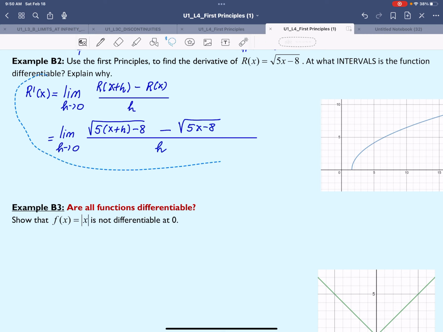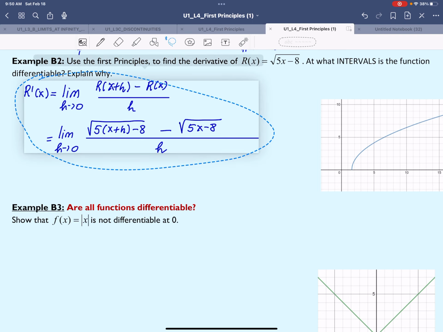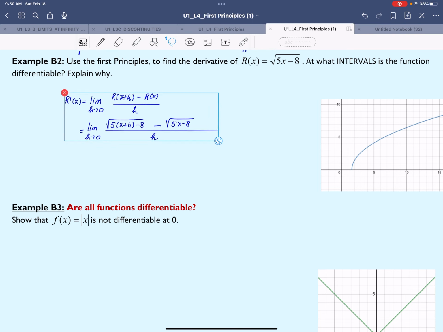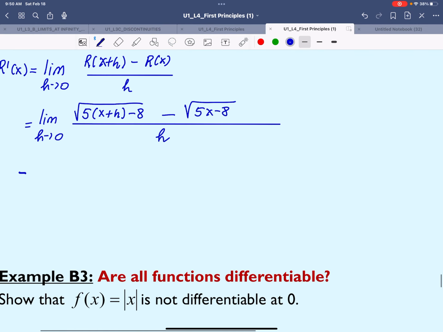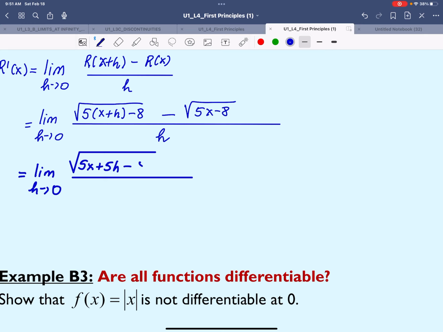I'll have to make this a bit smaller. Okay, let's zoom in. And there we go. We have now the limit as h approaches 0. We'll write this in a slightly more simplified form, a big fraction with the square root of 5x plus 5h minus 8, minus the square root of 5x minus 8, divided by h.